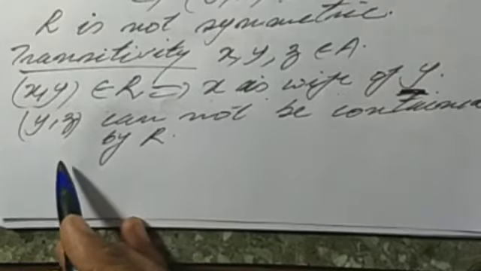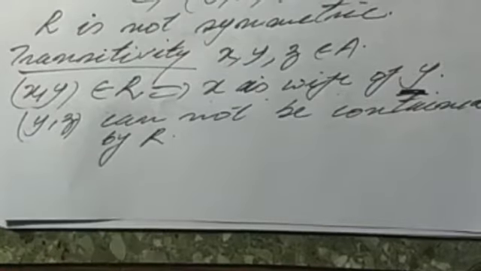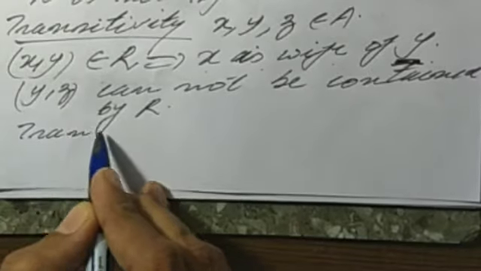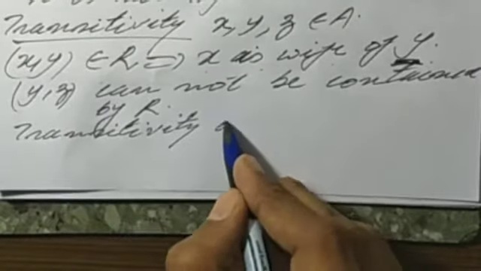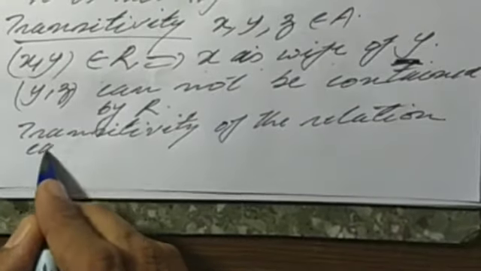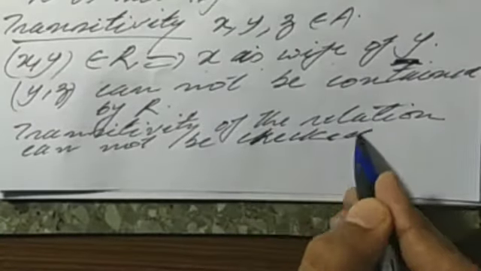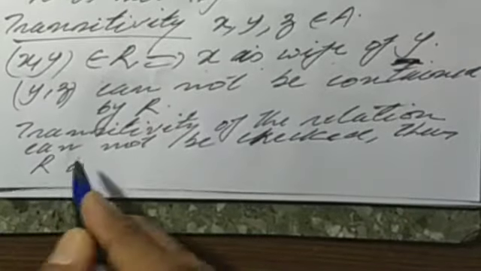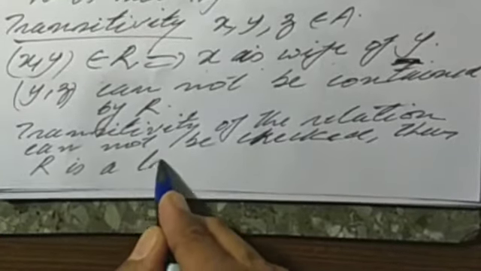That means transitivity of the relation may not be checked. And as I have told you, if transitivity of a relation cannot be checked, it is considered to be a transitive relation. So here we may say that transitivity of the relation cannot be checked. Thus, R is a transitive relation.